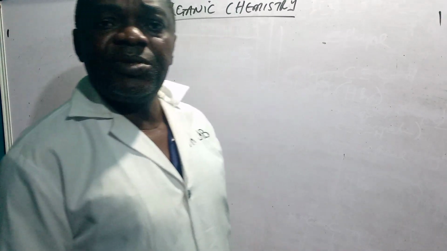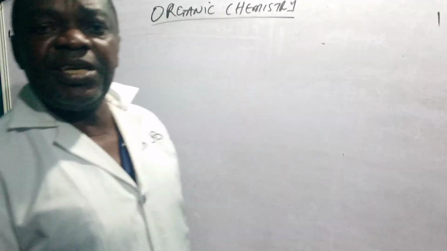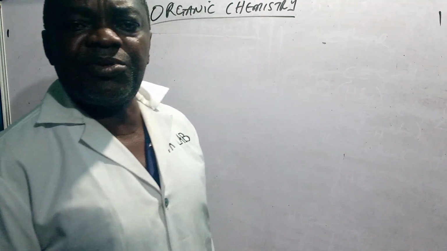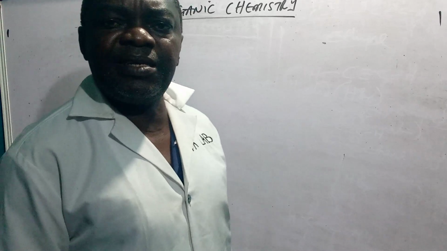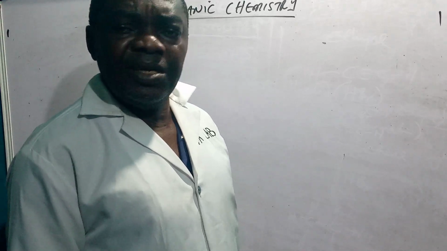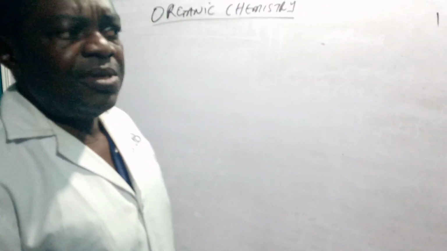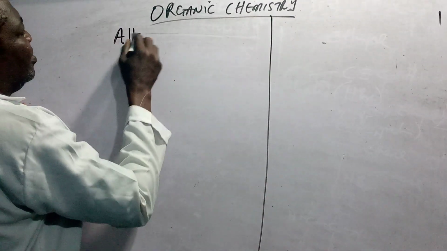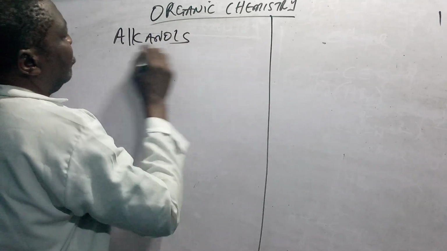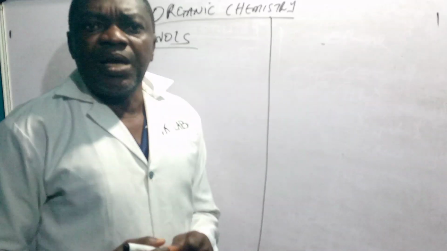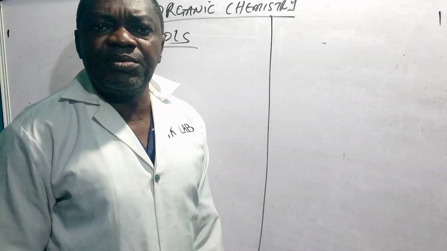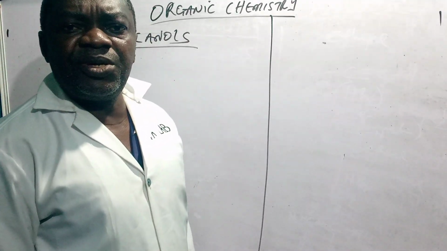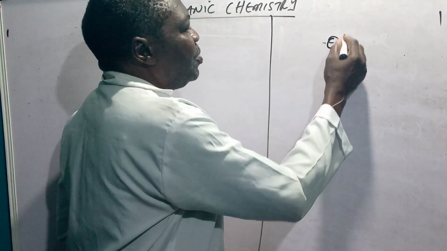In our today's video, I'll be teaching you some important areas of organic chemistry. Notable among them is alkanols. Last time we talked about alkanes. We also discussed alkynes. Today we are going to talk about alkanols. Alkanols are organic compounds that contain the hydroxy group, the OH group.